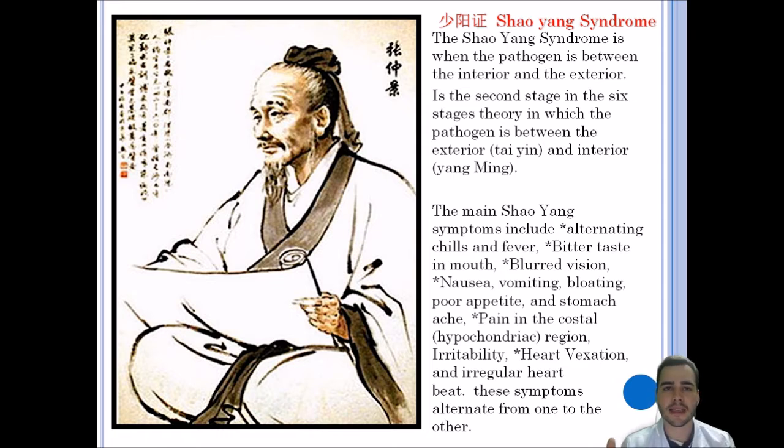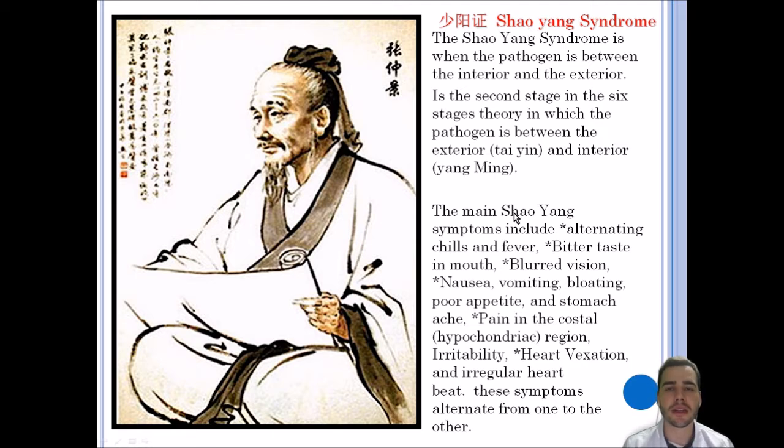The exterior part is called Tai Yang, and the interior is called Yang Ming. If the mosquito is in the exterior, you will present symptoms like the common cold. And if it's in the interior, you will get more complicated symptoms or diseases. But what happens when the mosquito is in the middle, when it's not inside and not outside? That's what is called the Shaoyang syndrome.